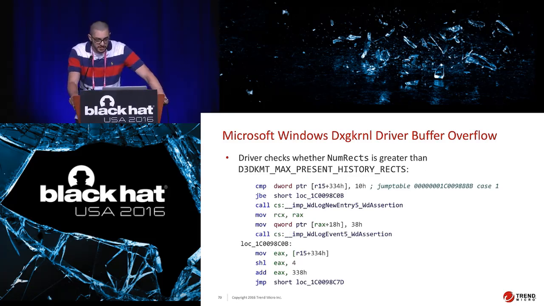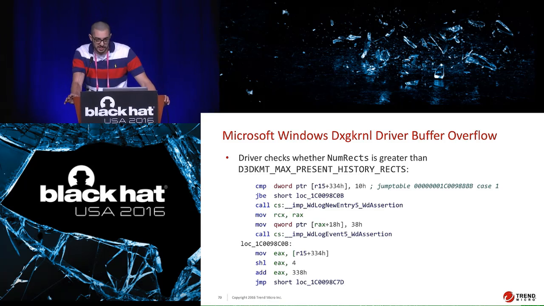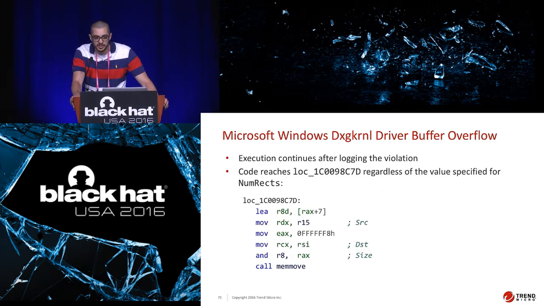In one of the functions, there's a bunch of cases. One of the cases, which is interesting, checks if the numrects is smaller than the maximum number of rects. In the specific code there, if the check fails, it just logs it. But what happens? It logs it and it continues execution. So the execution reaches a memmove call, and that's where the actual buffer overflow happens.